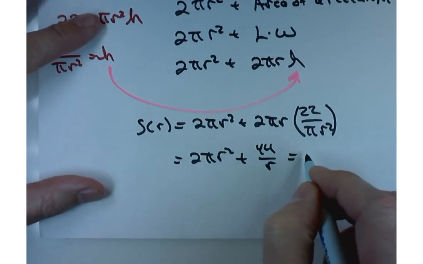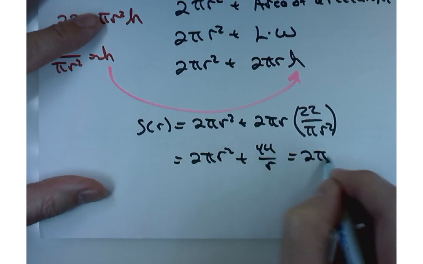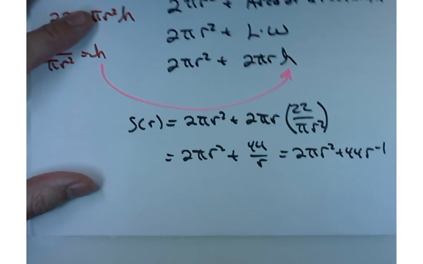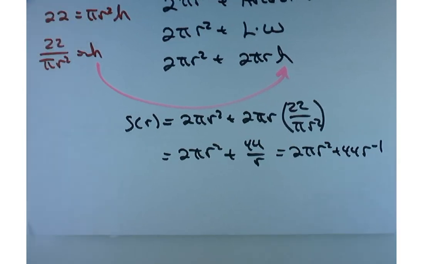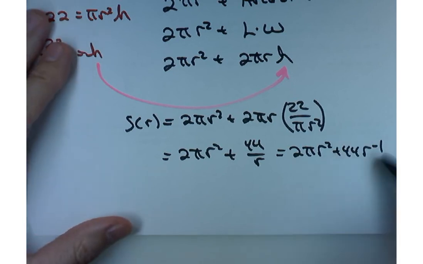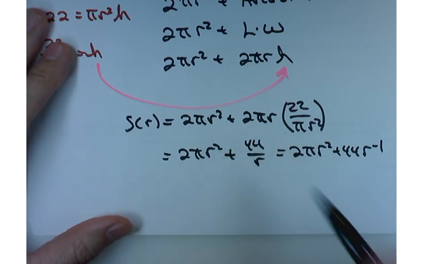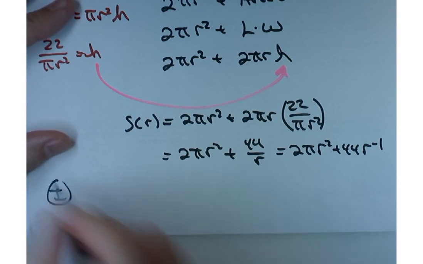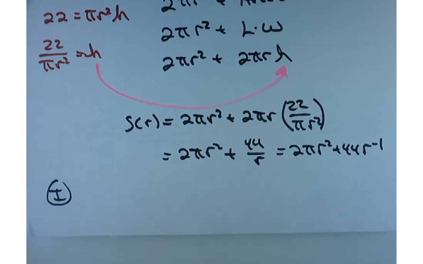And I'll probably take care to write this one more time. 2 pi r squared plus 44 r to the negative first power. Why do you suppose I'm writing it as r to the negative first? Eventually I'm going to differentiate this, and it's going to be easier to do this with our rules for polynomial type terms as opposed to the quotient rule. So looking at that, let's think about our interval. Are there any natural restrictions on our interval?